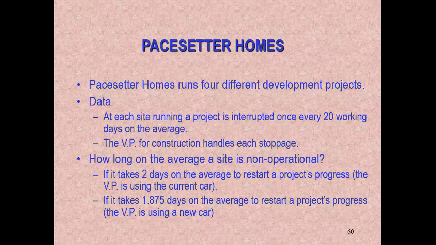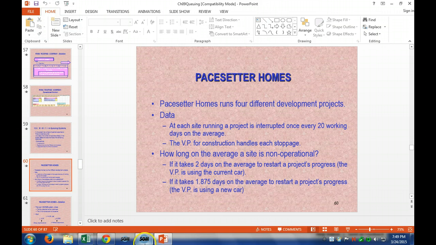Okay, so let's figure out the lambda. Any site running a project is interrupted once every 20 working days. So if that's 1 interruption or 1 thing entering every 20 working days, that means 0.05 per day. I just did that in my head. So lambda is 0.05 per day. It takes them 2 days to service a stoppage. So how many does he do in 1 day? You would be 0.5, right? So we have an M/M/1/infinity/4 with 0.05 and 0.5.